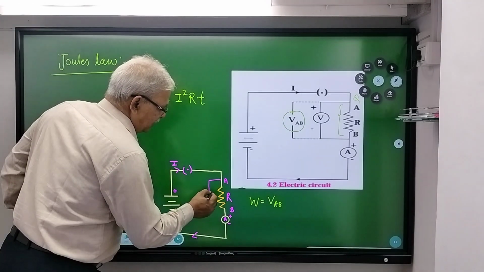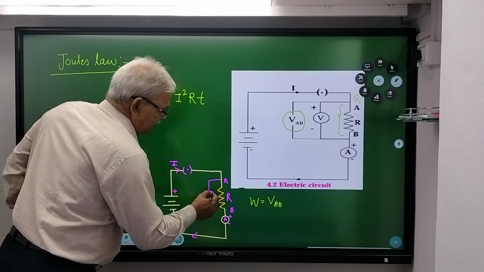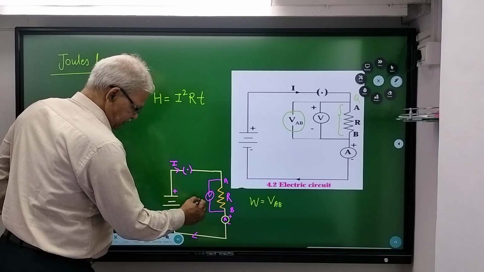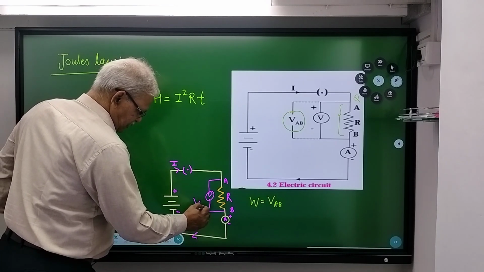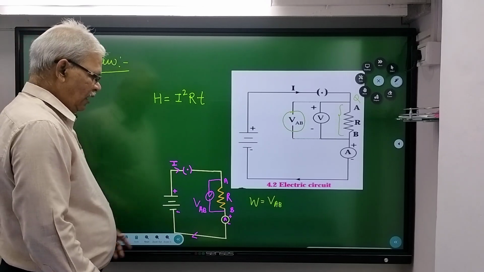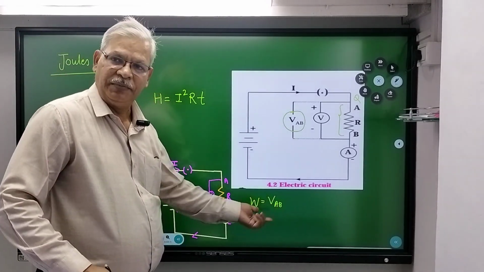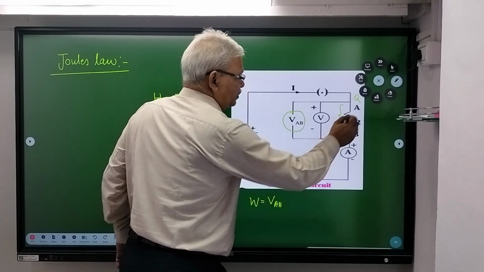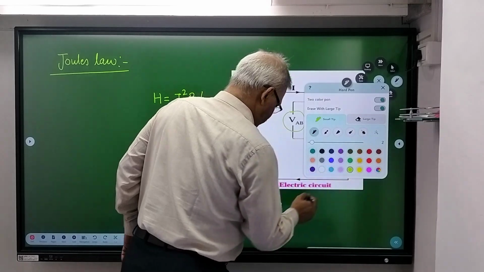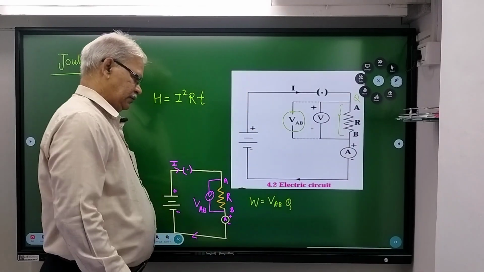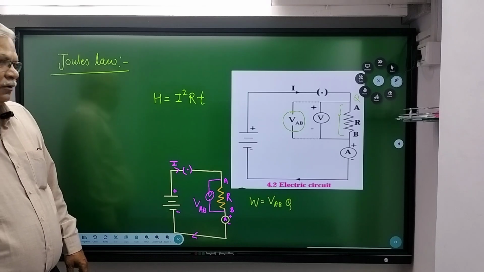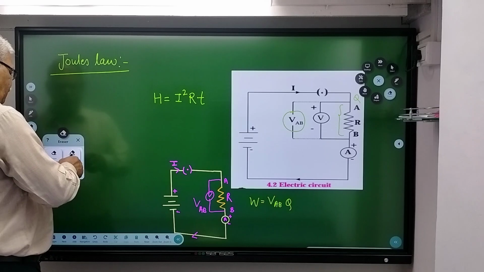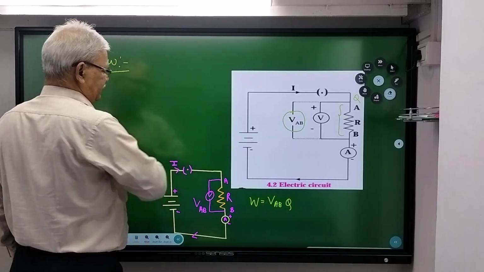Now I am going to connect a voltmeter parallel to the resistance, and this potential difference is VAB. Therefore, as I told you, the work done will be W = VAB into Q. This is the work done. Now I am going to start what is Joules law and its derivation.